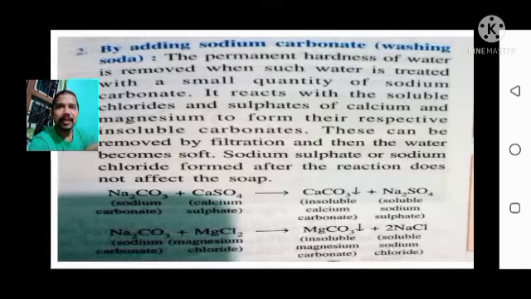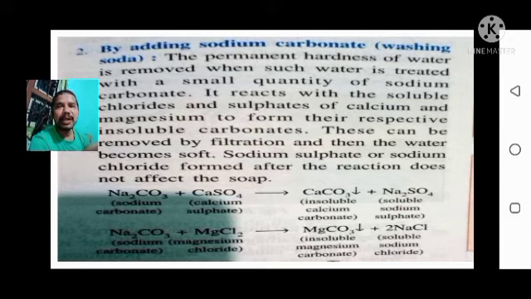Then how can we remove permanent hardness of water? By adding sodium carbonate or washing soda. But this is a chemical method, not a physical method. The permanent hardness of water is removed when such water is treated with a small quantity of sodium carbonate. It reacts with the soluble chlorides and sulfates of calcium and magnesium to form their respective insoluble carbonates. So this is a chemical method.